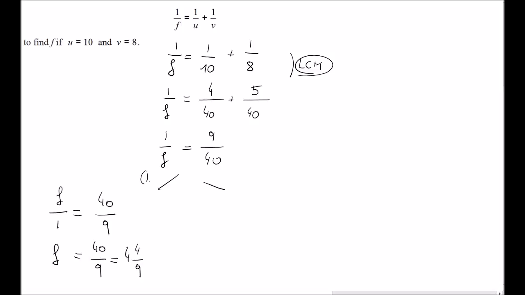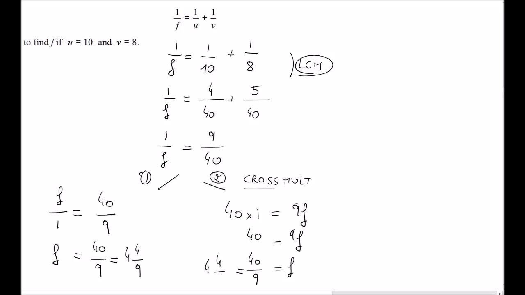Now there's a second option, so this was the first one. The second option is going to give you the exact same answer, but it's just a bit more mathematical. I'm going to cross multiply my 2 fractions. So I get 40 times 1 is equal to 9f. 40 times 1 is just 40, is equal to 9f. And how am I going to get to f? Well, I'm going to divide 40 by 9, which again will give you 4 and 4 over 9. So 2 ways of seeing this. You can use both. It doesn't really matter what you use as long as you get to the correct answer. So in this case, f is equal to 40 over 9, or 4 and 4/9.